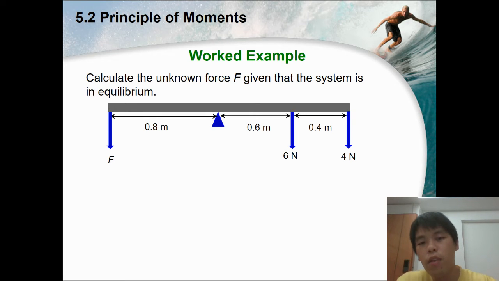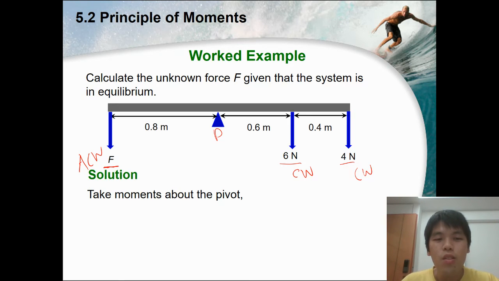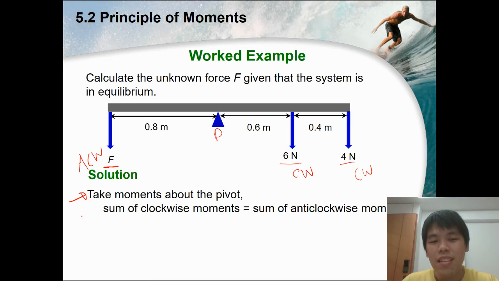So we have a pivot here, P. We have 6 newtons and 4 newtons. We know that this is clockwise, this is clockwise, and this is anti-clockwise. There is no number here, but never mind, let's treat this as a number. We put it into the formula, then do the math. So, taking moments about the pivot, remember we have to write this line: sum of clockwise moment equals sum of anti-clockwise moment. So let's put in numbers.